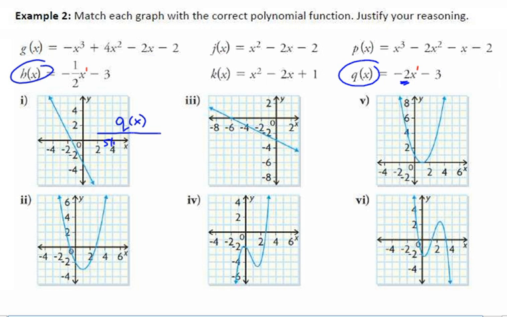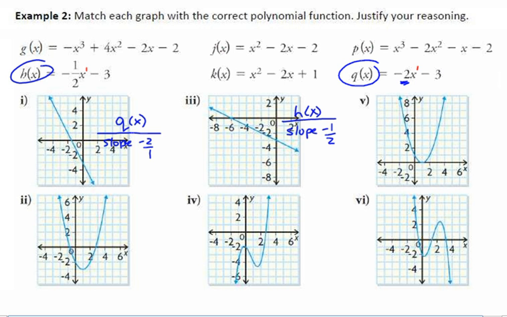So because the slope here is negative 2 over 1, and the slope here, this would be H, is negative 1 over 2. It's not as steep. Okay, that takes care of those two. The next two here, 5 and 2.